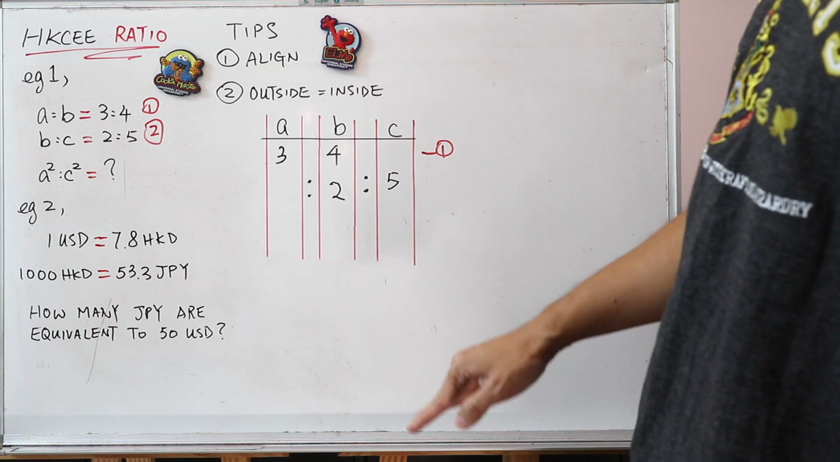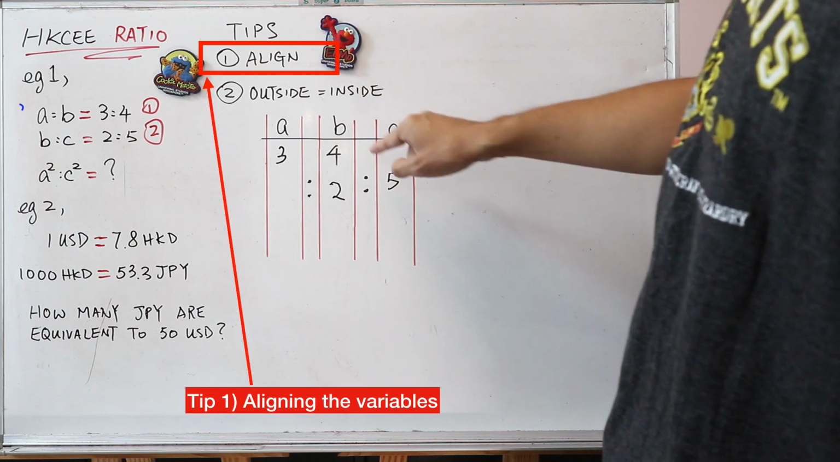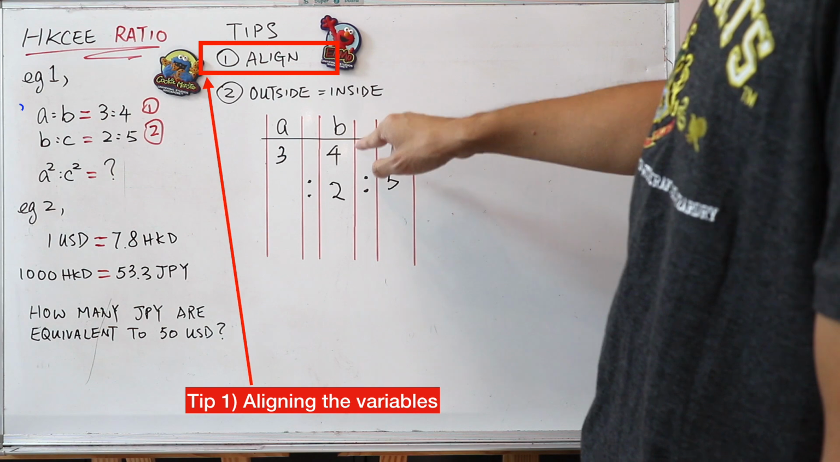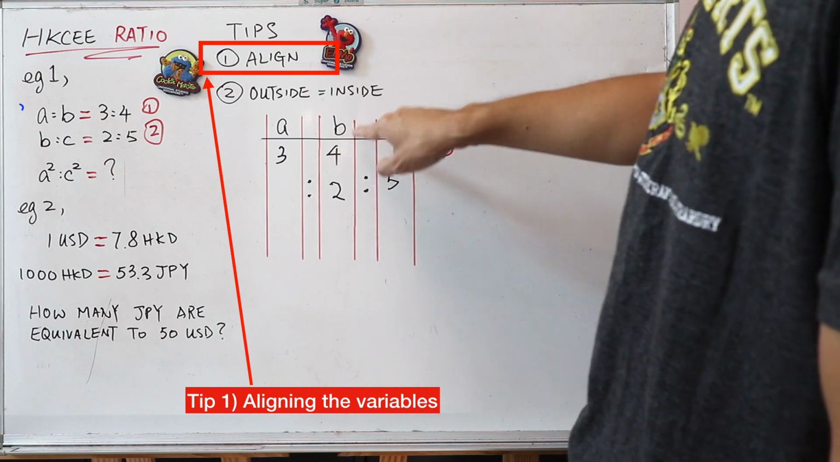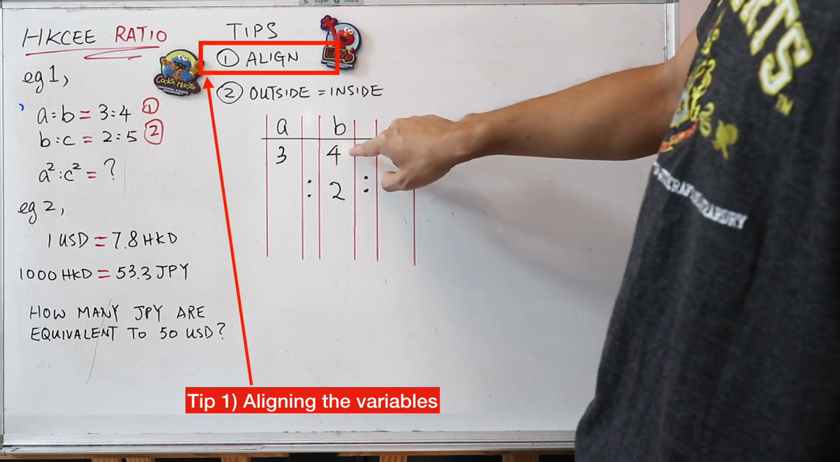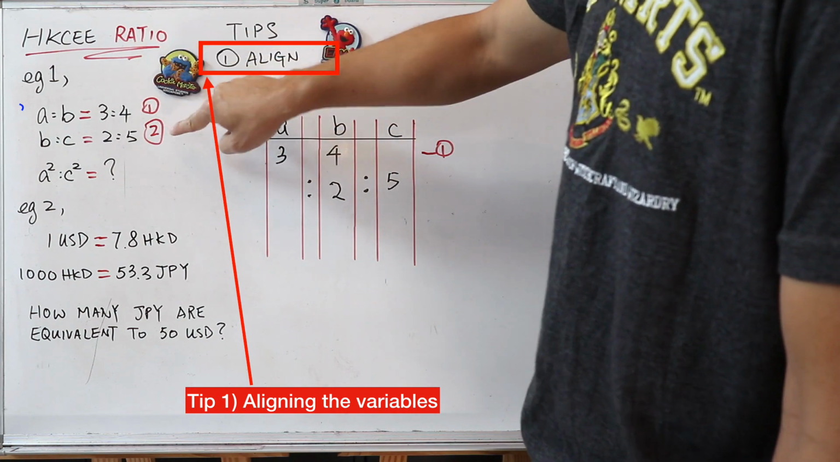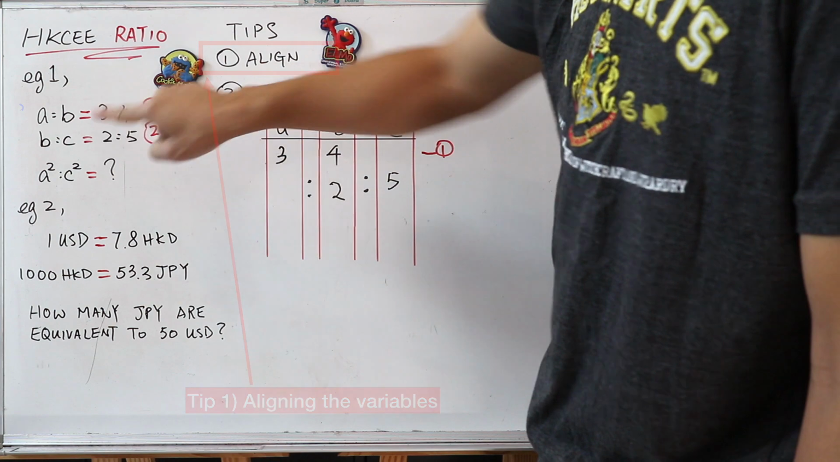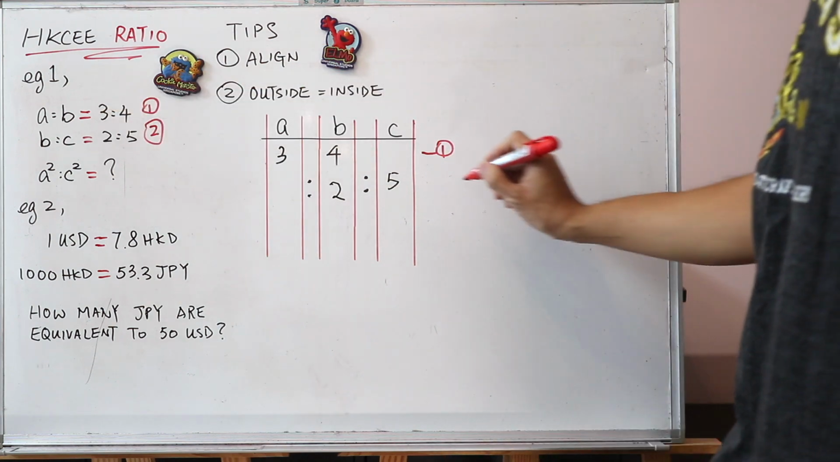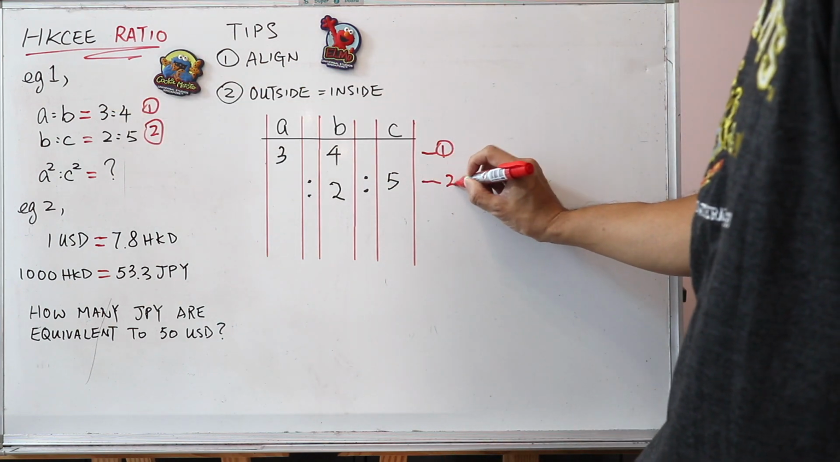So here what I'm doing is what I call alignment. I'm putting the numbers that correspond to one variable within the same column. In this column B, you can see I've put in two numbers, 4 and 2, which come from here. Proportion statement number 1, 4. Proportion statement number 2, 2 here.